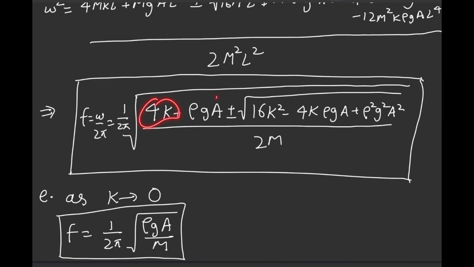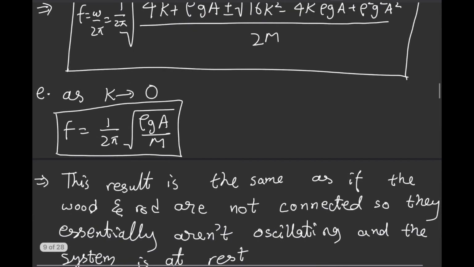So we get 4k plus rho g a, plus minus the square root of 16 k squared minus 4 k rho g a plus rho g a squared. As k tends to 0, this becomes 0, this becomes 0, this becomes also 0. So rho g a plus minus rho g a. So it is either 2 rho g a by 2m or 0.